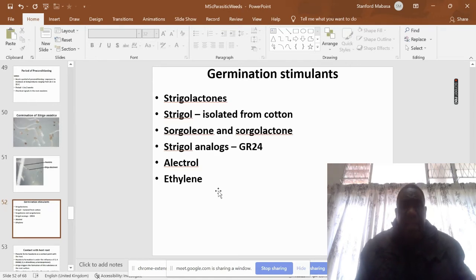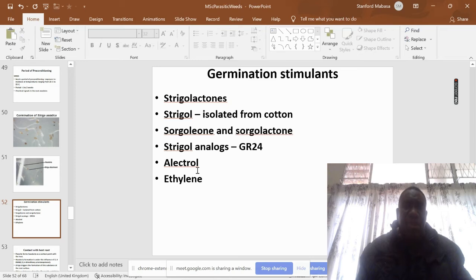Now, the germination stimulants, which we call strigalactones, we have got strigol, which was first isolated in cotton. Although cotton doesn't support plant parasites, it can produce strigol. Then we've got sorgolion and the sorgolactone. We can also have strigol analogs. These are actually artificial, like GR24. There was an attempt to make strigol analogs so that we use them like herbicides to cause germination in the absence of the host, thus killing the parasite.